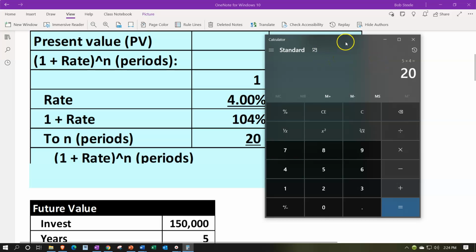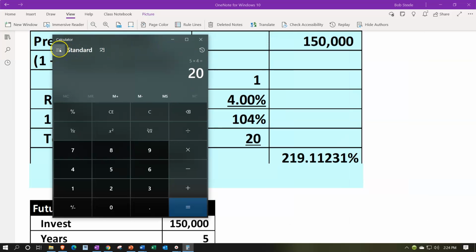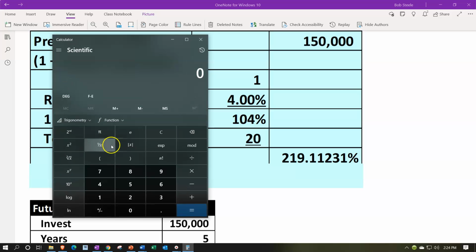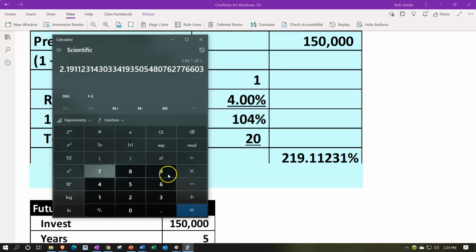I'm going to pull out the scientific calculator here to do that in Windows. To do that, we're going to go to this tab on the left, scientific calculator. I'm going to say this is the 1.04, then to the power of, caret, 20. That's going to give us about 2.191123 and so on. This has been represented in a percentage format over here.